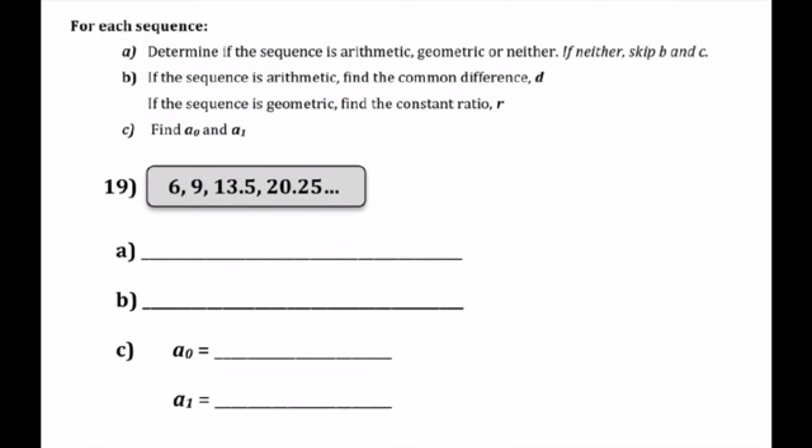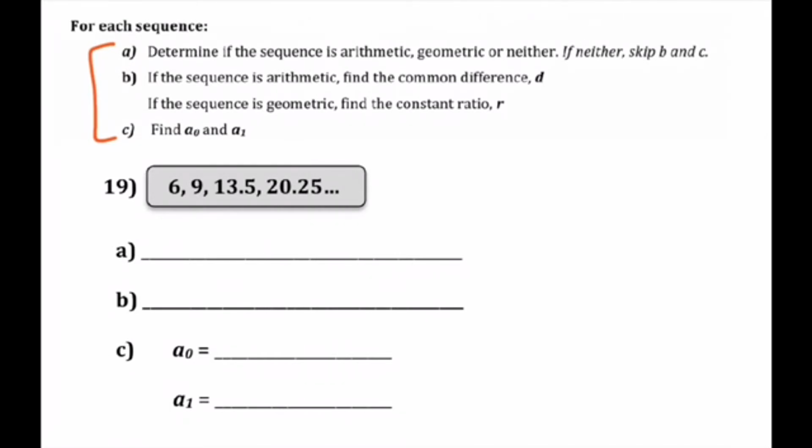Okay, you're going to have a lot of questions like this, and I'm going to give you a sequence, and you're going to have this set of directions for them, okay? So the first thing you're going to do is determine, is it arithmetic, geometric, or neither? If it is neither, you get to skip the rest of the question, okay? But you better make sure that it's really neither before you skip the rest of it.